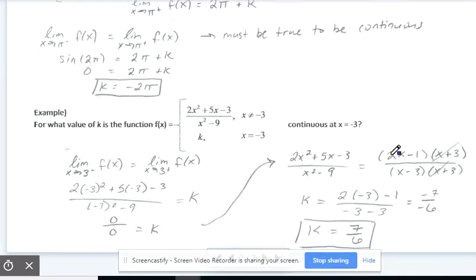So what we're going to do is we'll factor this. The numerator factors to 2x minus 1 times x plus 3. The denominator is x minus 3, x plus 3. And then we will plug in x equals negative 3 to our resulting 2x minus 1 over x minus 3, and we get 7 over 6. So that's where the hole occurs. So if we were to fill that in and say that k is equal to 7 over 6, then this function will be continuous. And that's all on that. Hopefully most of that made sense.